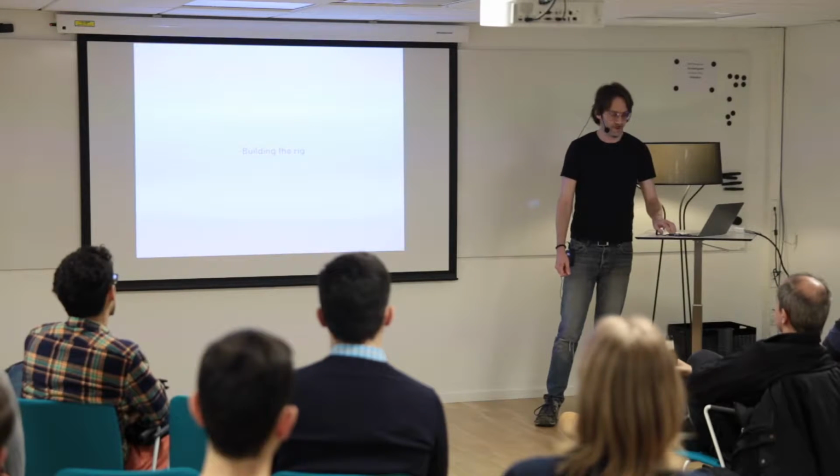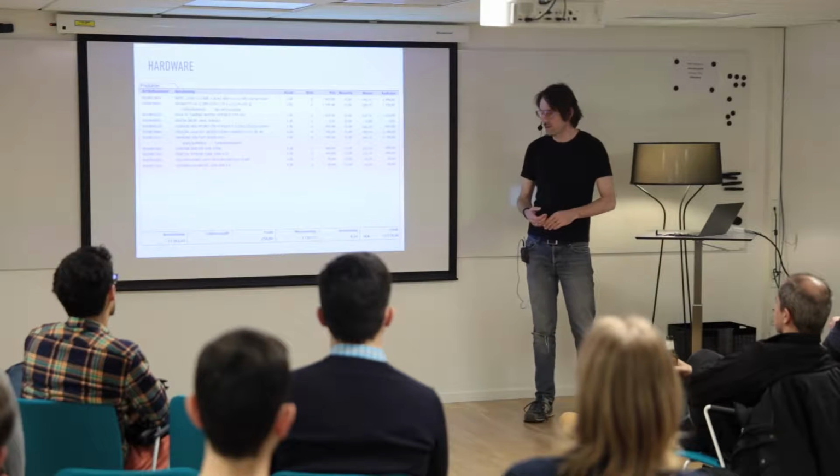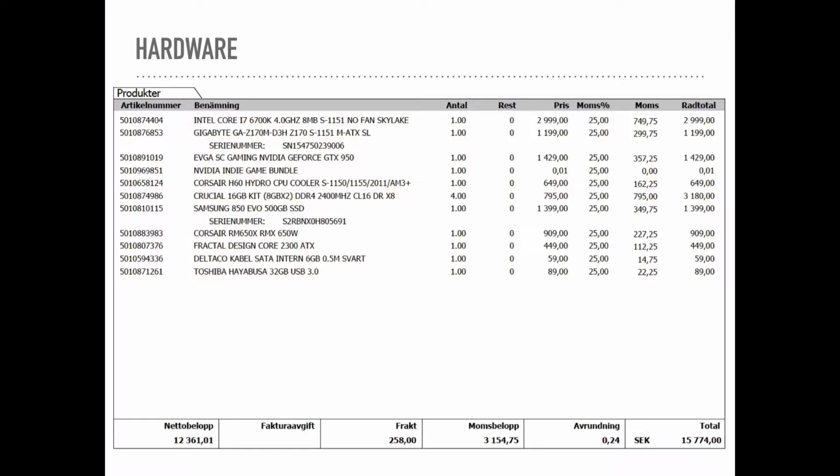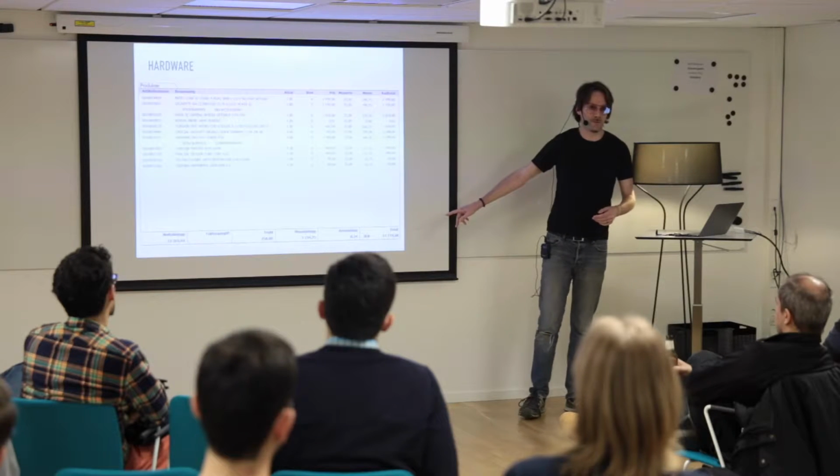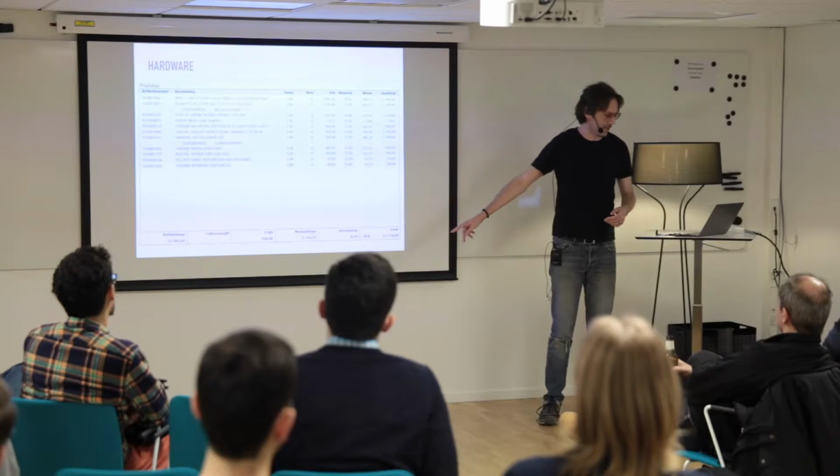So the first thing you need to do is build the rig. This is a list of everything I bought for my Hackintosh. It had, at the time, the latest Intel Skylake processor at 4 gigahertz. I had 64 gigabytes of RAM, and an SSD that's also faster than anything you can get from Apple these days. And you see down here the total is only 15,000 crowns, which I think is cheaper than most 13-inch MacBooks that you can put together right now.